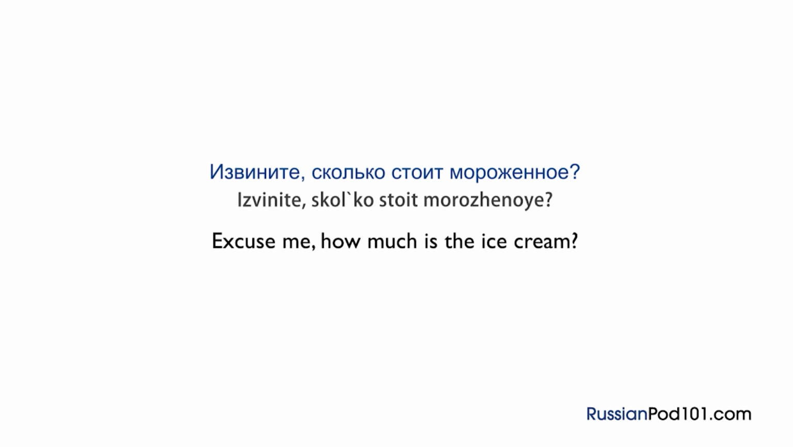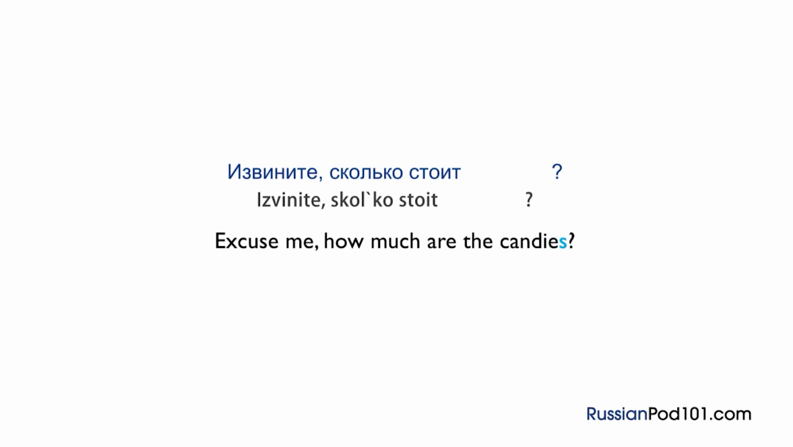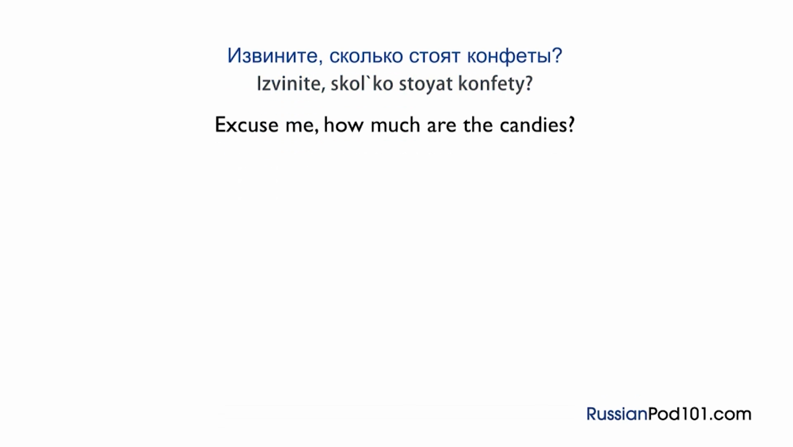But remember that Russian verbs change according to the noun. In this case, we have to be careful about using the nouns in plural and singular forms. For example, if we use the noun candies, which is plural, the verb will change. Извините, сколько стоят конфеты? Excuse me, how much are the candies? As you might already know, the national currency in Russia is rubles, рубль, or рубли in the plural.